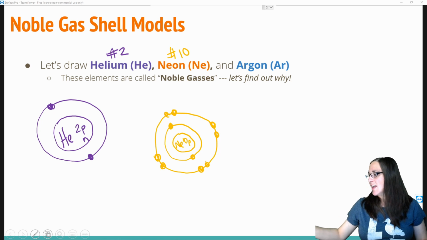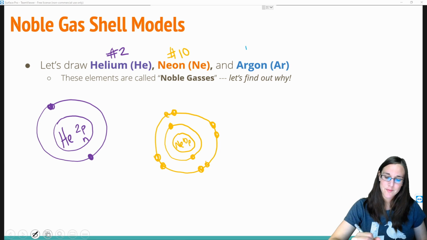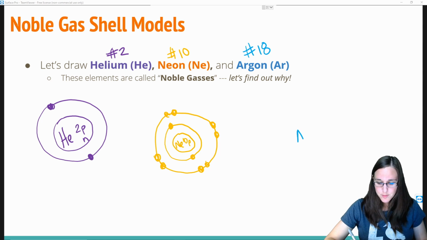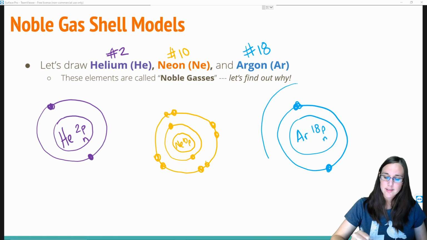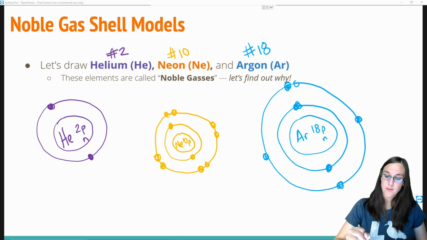Argon. Argon is the next noble gas going down, and that is number 18. Meaning that it has 18 protons and 18 electrons. So argon we're going to put in the center here with 18p and a certain number of neutrons. That's our nucleus. In the first shell we can fit a max of 2 electrons. 1, 2. In the second shell we can fit a max of 8. Play ring around the rosy. 1, 2, 3, 4, 5, 6, 7, 8.